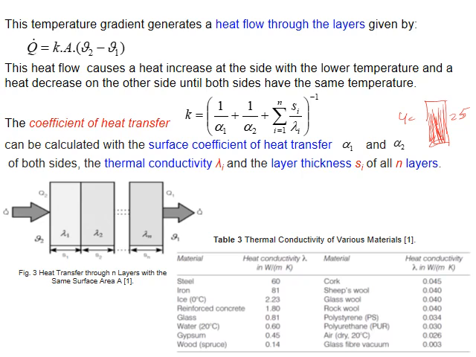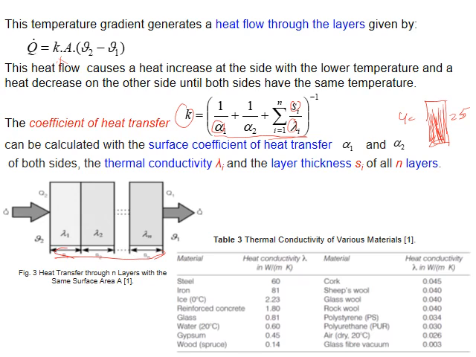Have a look. The coefficient of heat transfer is usually calculated. This is the coefficient of heat transfer for layers, calculated by this formula, and this formula contains alpha, s, and lambda. Alpha 1 and 2 are the surface coefficients of heat transfer, and lambda is the thermal conductivity, while s is the layer thickness. So see the layer thickness from here to here.